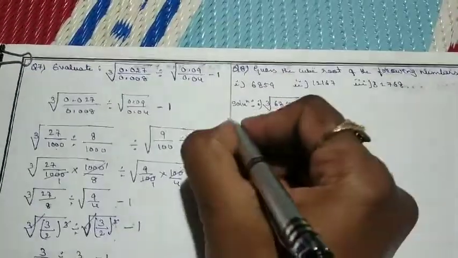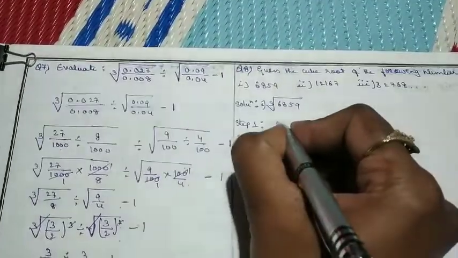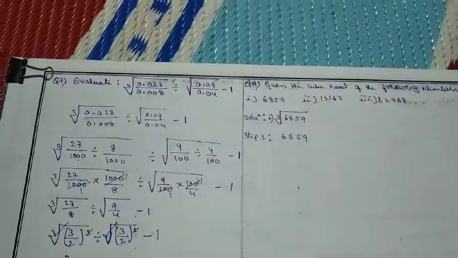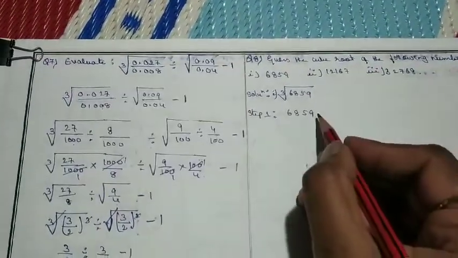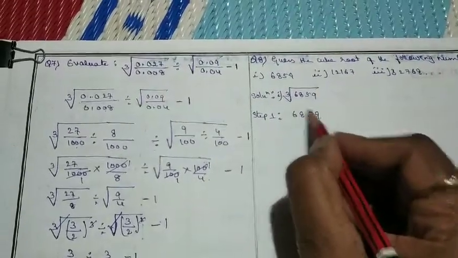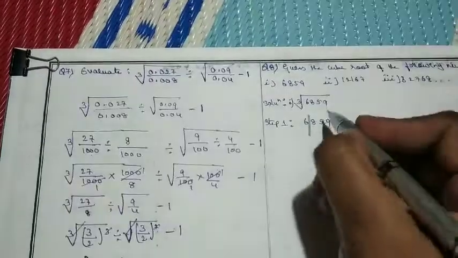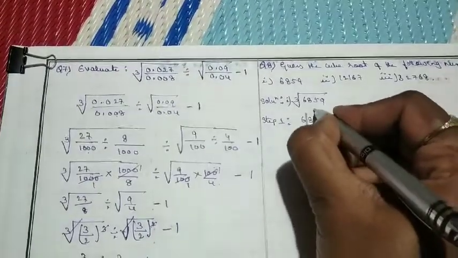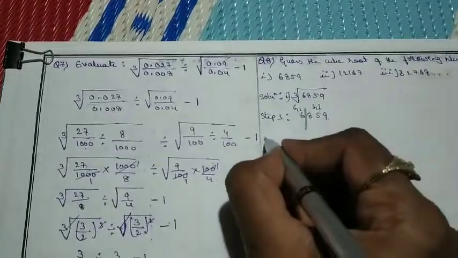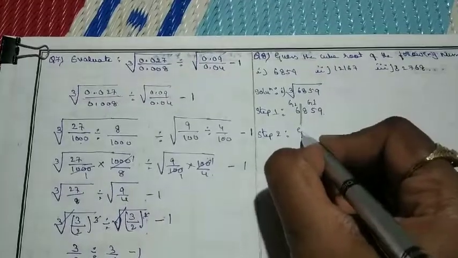The first step is we need to take the number, that is 6859, and divide it into groups. Make groups of 3 digits from the right side to the left side. So 1, 2, 3. The first group is 859 and the second group is 6. So step 2: we need to consider group 1.